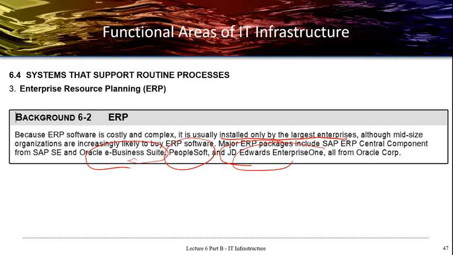And there are major three players that we call tier one ERP software. So tier one ERP software, there are three players: SAP, then Oracle, and Microsoft. Microsoft has two products, Navision and Dynamics. So these are the three tier one ERP software.